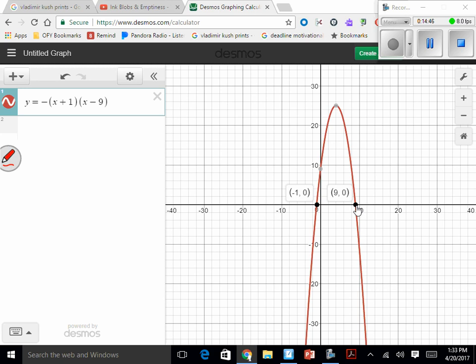26.5. Oh, that's how tall it's going to be? That's cool. So again, we go over 4 and go up.